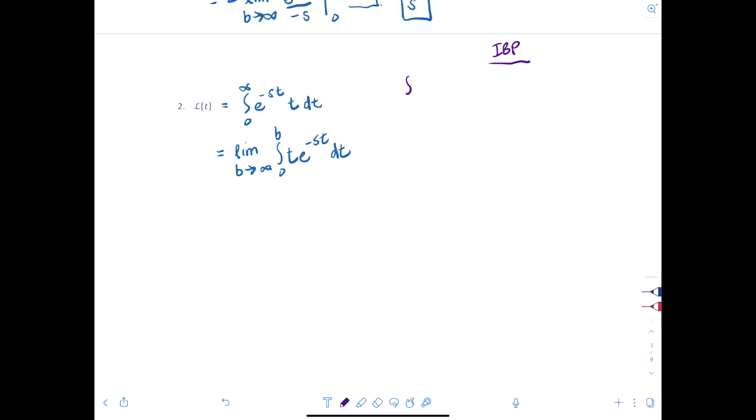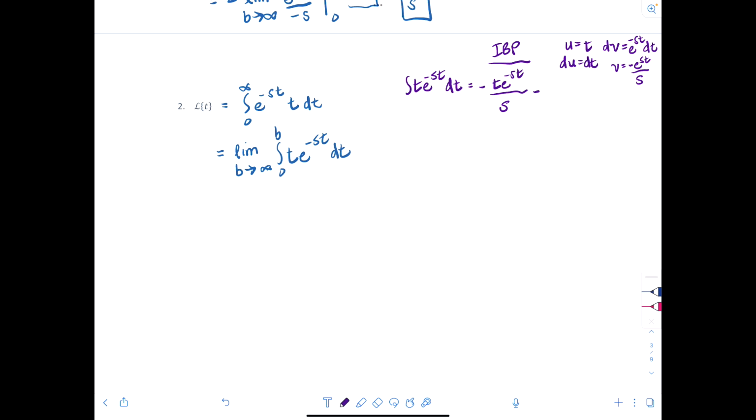The indefinite integral, t e to the negative st dt. I'm going to let u equal t. So du is dt. And then we'll have dv is equal to e to the negative st dt. So v is going to be negative e to the negative st over s. All right. So this will be equal to u times v. So putting it all together, we will have negative t e to the negative st over s minus the integral of v du.